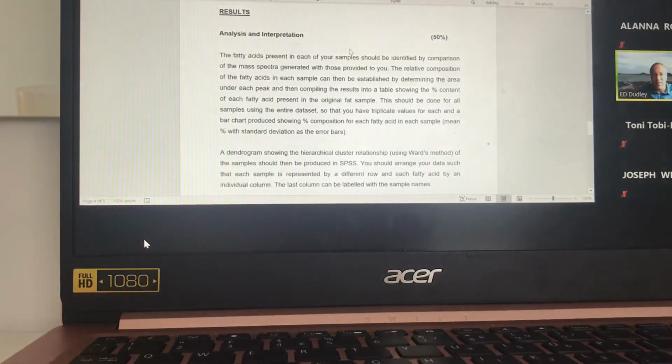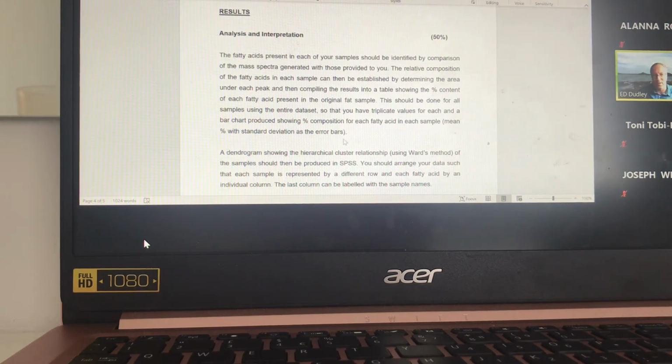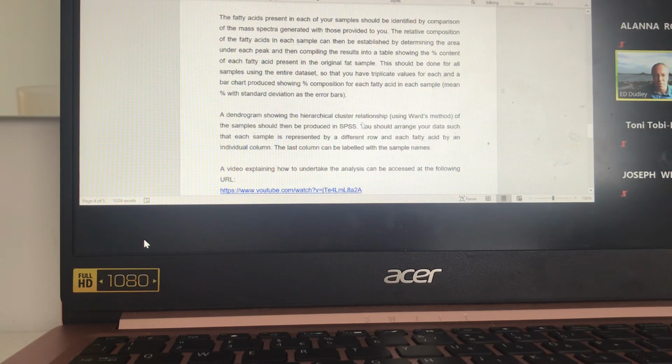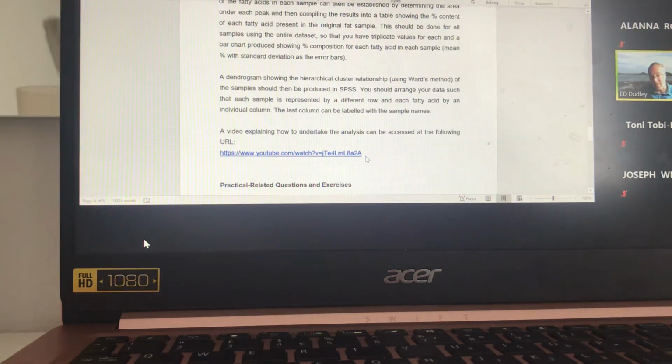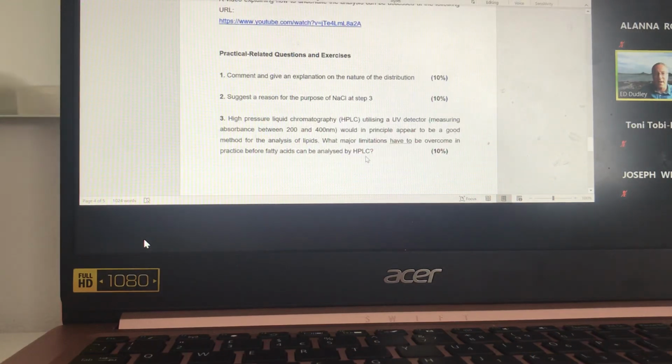This is where the marks come in. All I need are the results and discussion for the actual write-up. So for results, work out percentage content and draw me a bar chart with median and standard deviation. Use hierarchical cluster analysis using SPSS, and here's a YouTube video that will tell you how to do it. And then answer the questions.